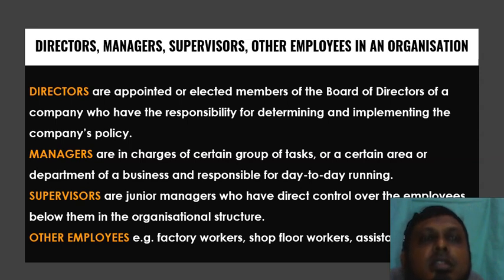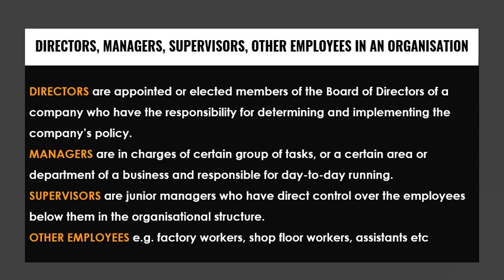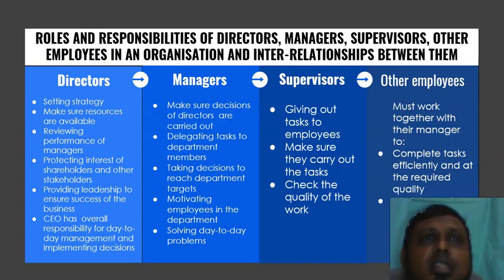And next is supervisors. Supervisors are junior managers who have direct control over the employees below them in the organization structure. And other employees might include factory workers, shop floor workers, assistants, and so on. Now look at the responsibilities of each of these individuals. Let's discuss the directors.